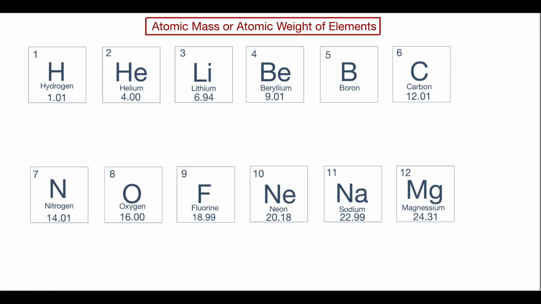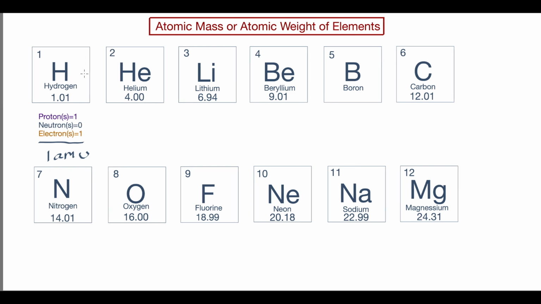Alright, so in this section of the video, we're going to go over the atomic mass or the atomic weight of each of the first 12 elements in the periodic table. So let's start from the left, right here. Hydrogen. Hydrogen has 1 proton, 0 neutrons, and 1 electron. So if we calculate these two together, proton plus neutron, we should have a total of 1 AMU. But we see we have a 1.01 because the actual periodic table of elements takes into account the different weights of hydrogen out in the world, or isotopes.